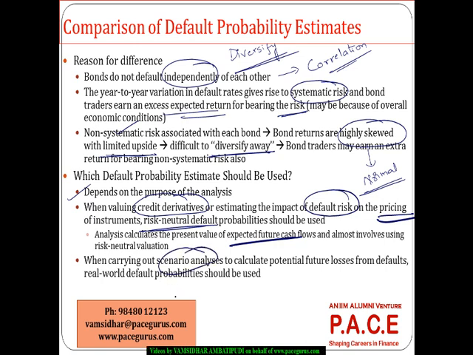But when we are doing a scenario analysis where we are looking at the potential future losses from default, there I am not looking at the expected or the present kind of a value. In that case, it's very much essential to rely on the real world default probabilities itself. So that's where I could differentiate between the usage of risk neutral default probability versus the real world default probability.